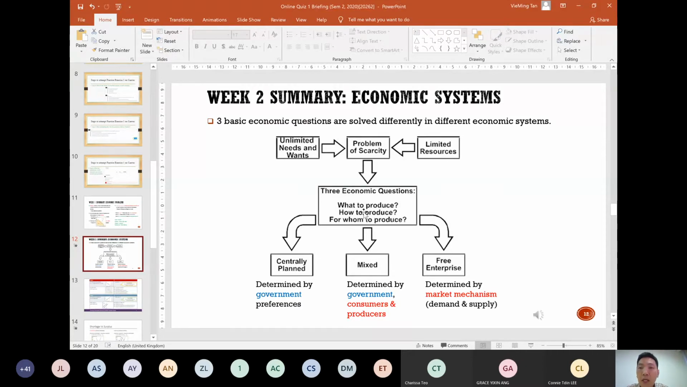Okay, then the second question will be how to produce. Generally there are 2 methods to produce the products. How to produce means the methods to produce the products or the service. So far we already learned 2 methods. Can you recall what are the 2 methods that we have studied? Either using more human or using more capital. So it depends on the resources.